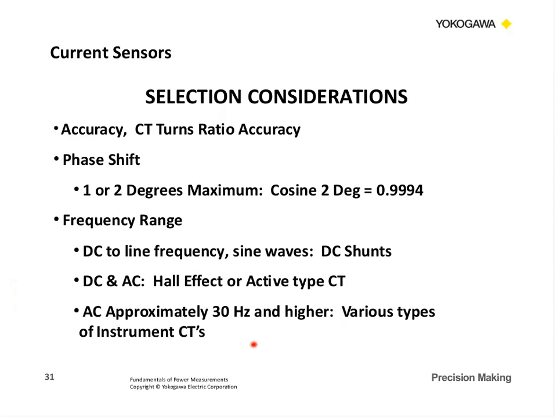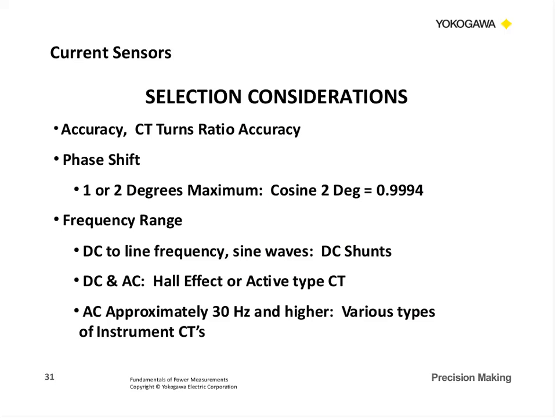In selecting a current transformer, typically you look at the accuracy. This may say accuracy, or it may say CT turns ratio accuracy. The other thing you need to look at, since we're measuring power, is the phase shift of that transformer. Sometimes if we had, say, a 1 or 2 degree phase shift in the transformer because of the windings, if we take the cosine of 2 degrees, that's an additional 0.9994 times your VA reading. Is that acceptable? Sometimes no. So we can get phase shift down a lot lower.